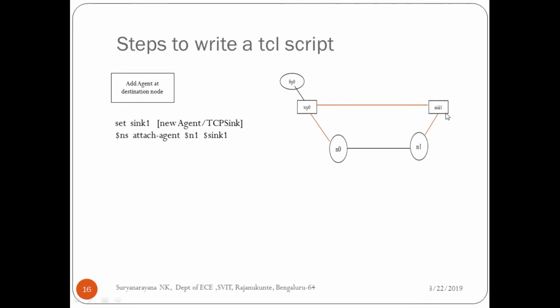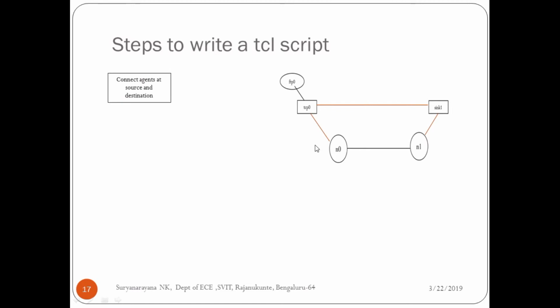Here the destination node is N1 and the corresponding agent is sink1. Follow the same syntax to attach this agent to the N1 node. Now let us connect the agent at source and destination by using the syntax $ns connect $tcp0 $sink1.